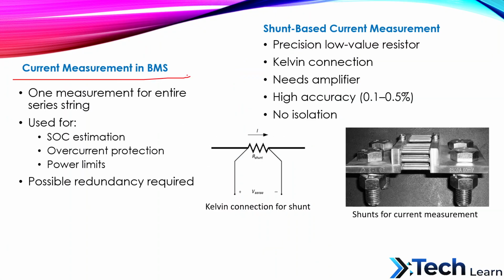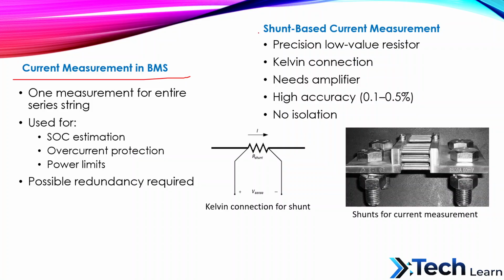Now we are going to see how we measure the current. Current measurement in BMS: in a series battery string, one current measurement represents the current through all the cells. Current measurement is required for SOC estimation, overcurrent protection, and power limit calculation. If the current sensor has offset error, SOC estimation will drift over time. In safety critical systems, redundant current sensing may be required.